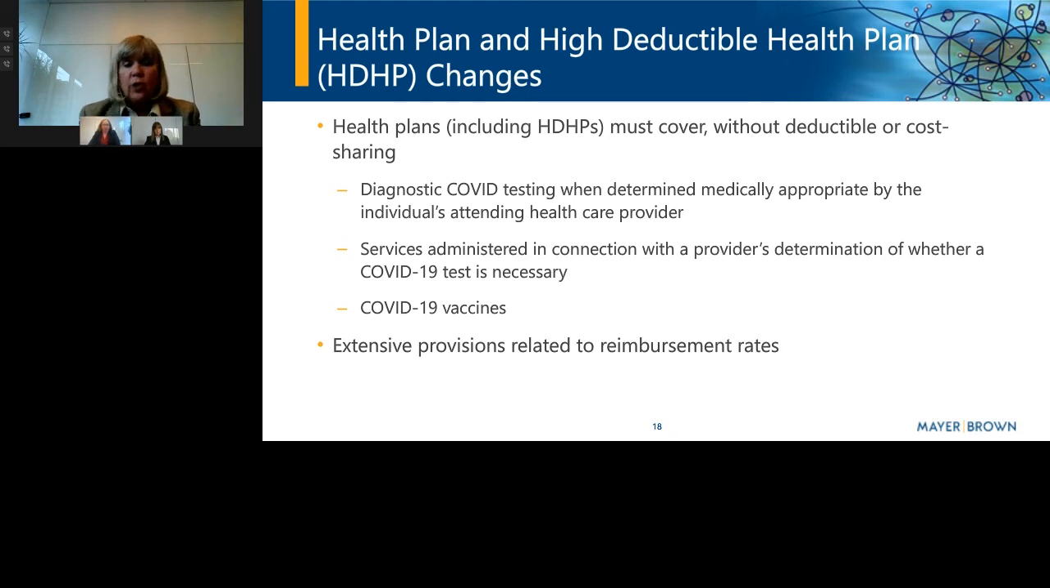I also don't know if we're going to get an extension of these types of relief for 2021, but the closer we get to the end of the year before things start opening up, it may be that we get some additional relief going forward as well.